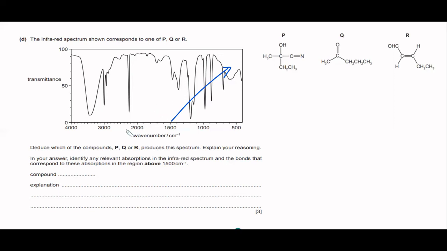So now above 1500, we have only 3 peaks. This is 3000, this is 4000, so this point would be 3500, and this would be 3400. Somewhere between 3500 and 3400, we have a very strong peak. Now there is another peak just after 3000. This is 3100. Between 3000 and 3100, we have another very strong peak.